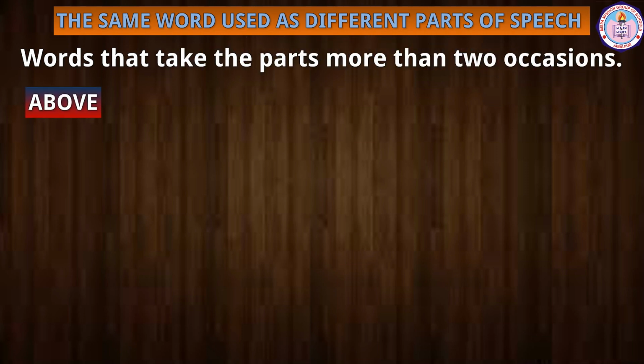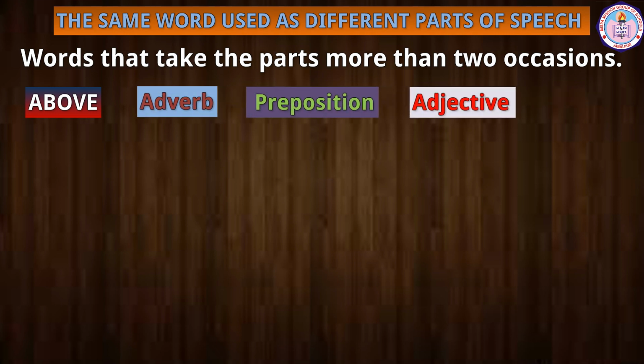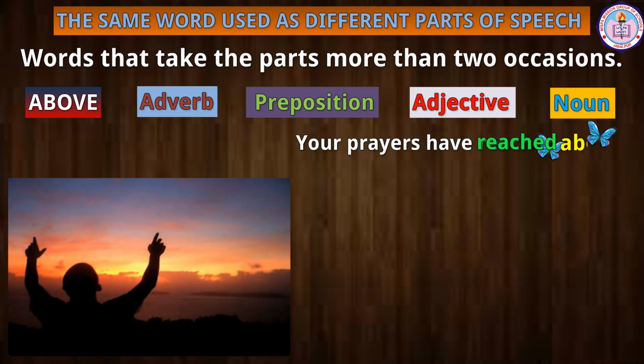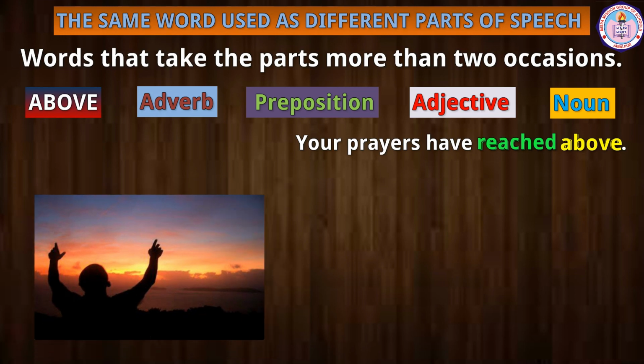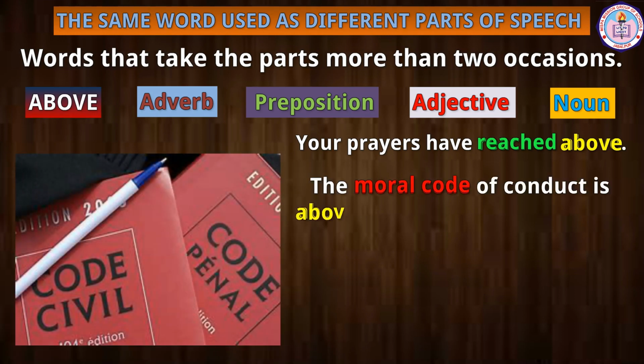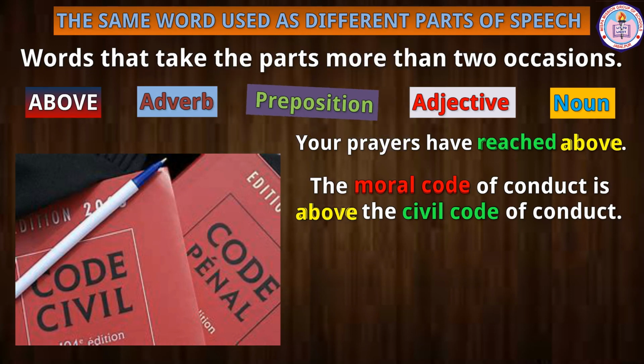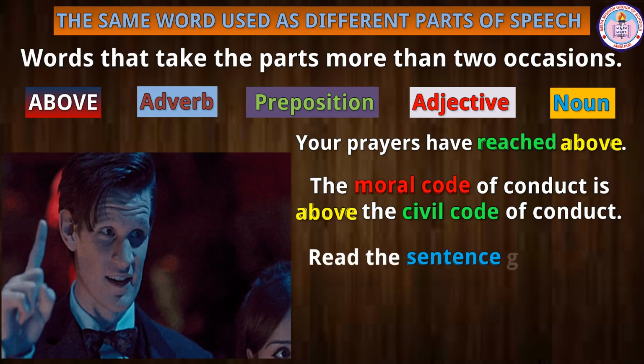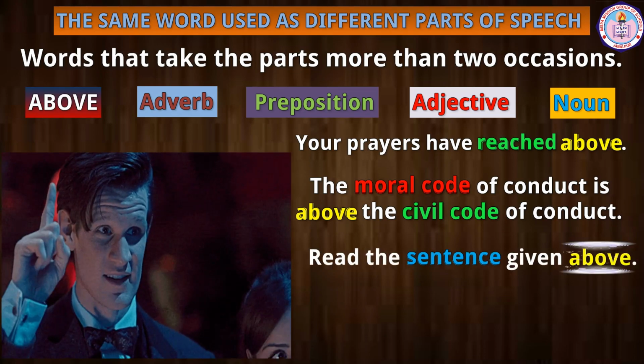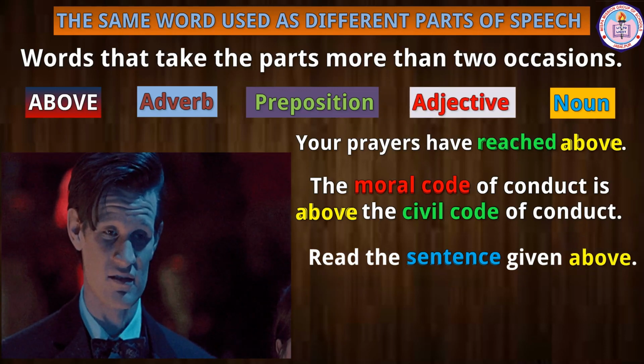Above. The word above can be used as an adverb, a preposition, an adjective, or a noun. For example, your prayers have reached above. Here, above is an adverb of place which modifies the verb reached, answering the question where. The moral code of conduct is above the civil code of conduct. Here, above is a preposition joining two nouns, moral code and civil code. Read the sentence given above. Here, above is an adjective describing the noun sentence.